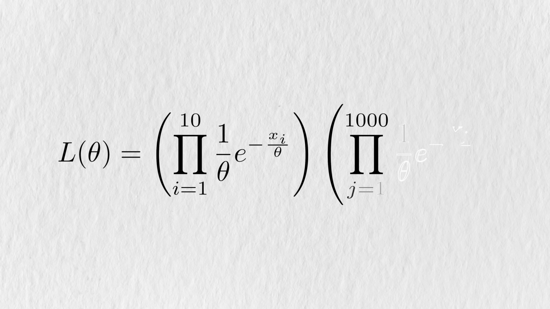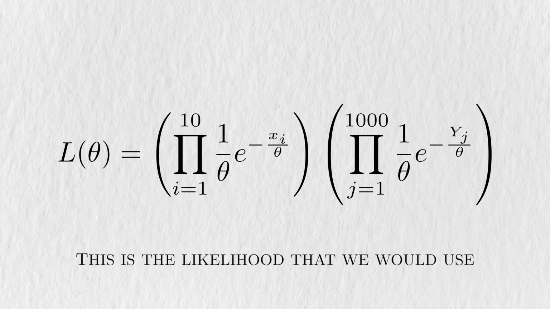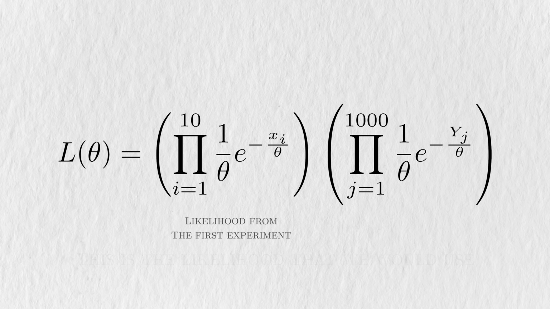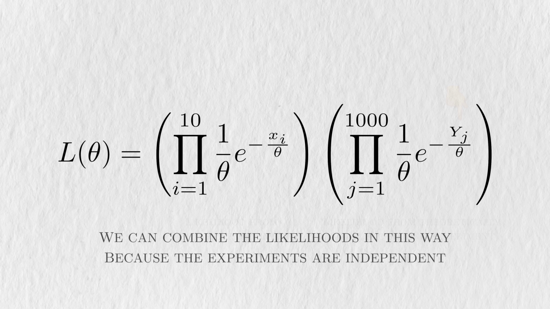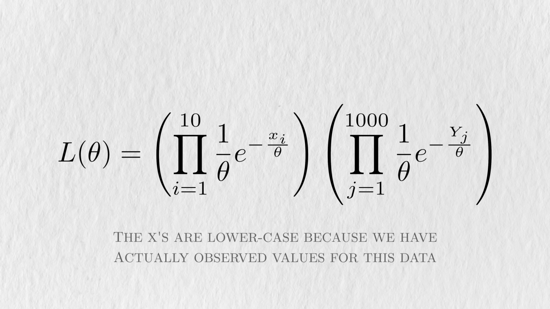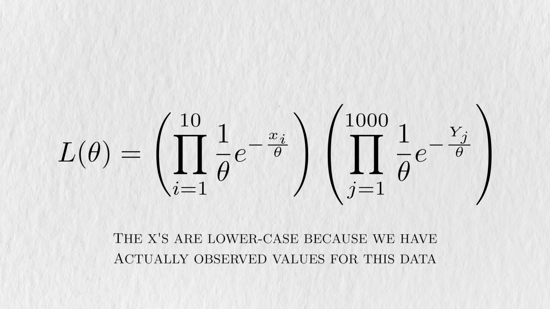Theoretically, if we were going to use maximum likelihood, then this would be the likelihood that we would use. This first product represents the likelihood from the first experiment that Roger did, and we're still using these X's to denote that. The second product represents what would have been the lifetime data from the second experiment. I'll use Y to denote these observations. The reason that we can combine the products in this way is because the two experiments are reasonably independent of each other.